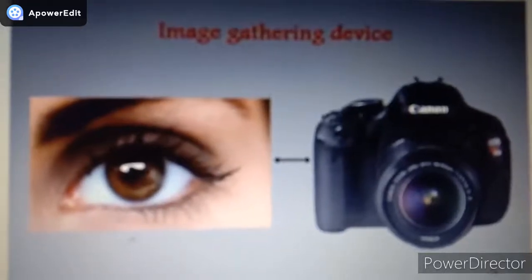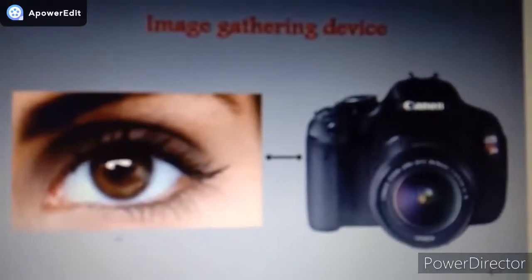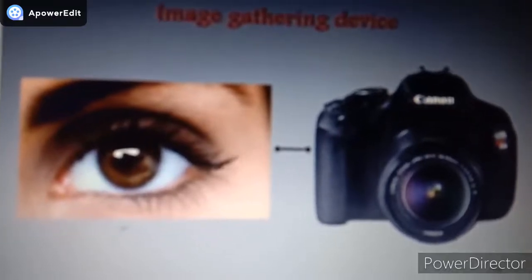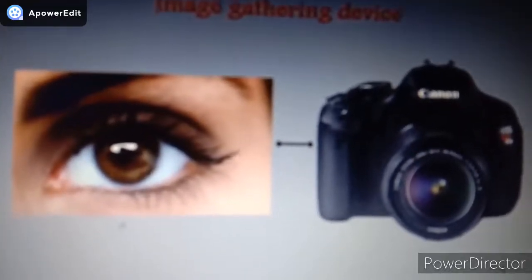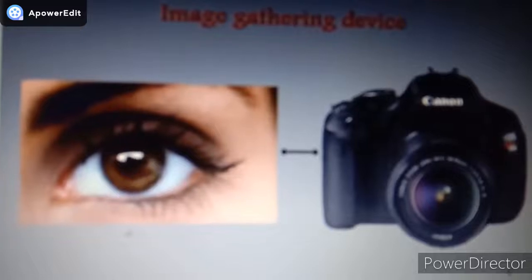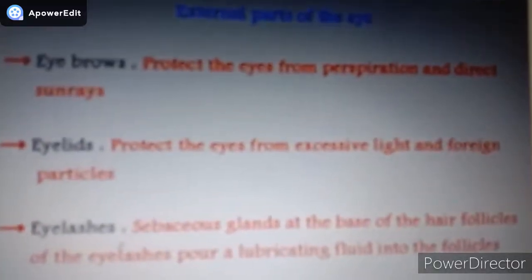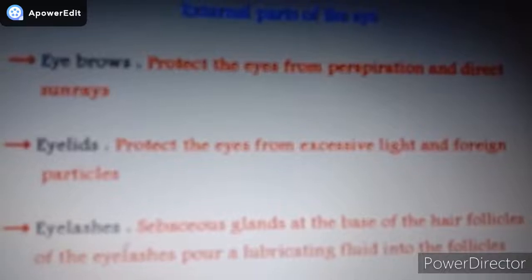The eye is the most natural and beautiful camera that we possess. It is a powerful image gathering device. Now we are going to discuss the external parts of the eye.